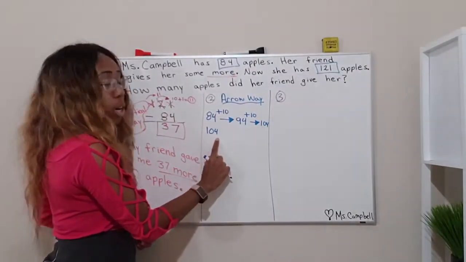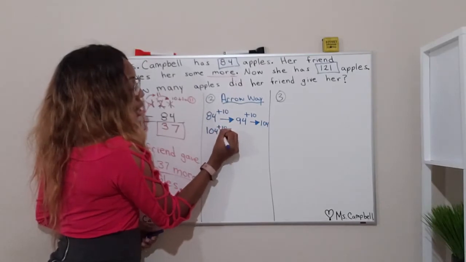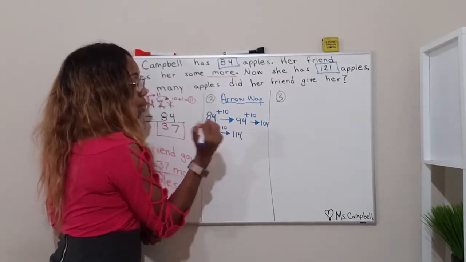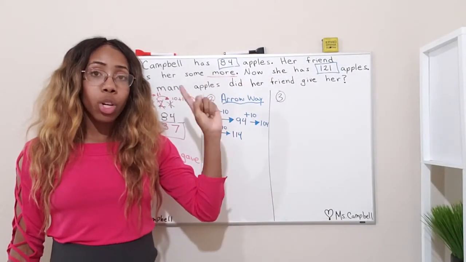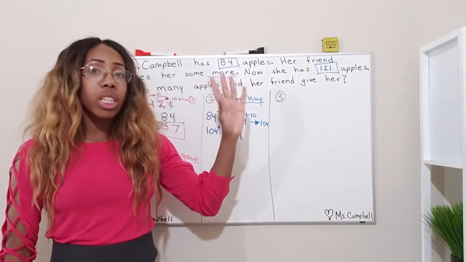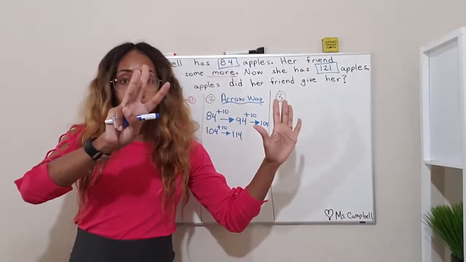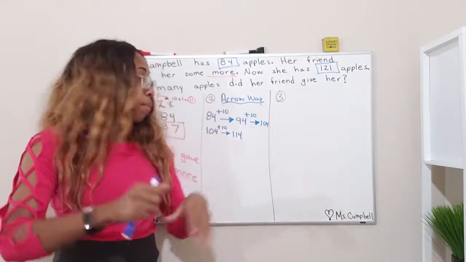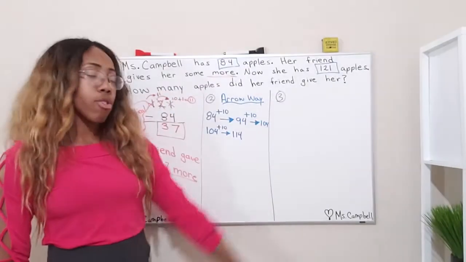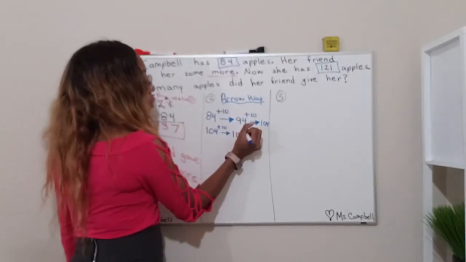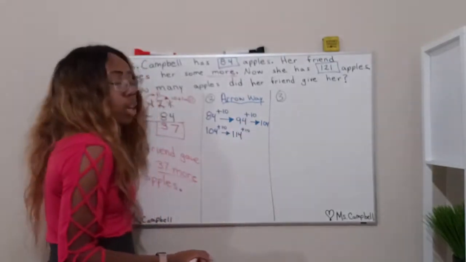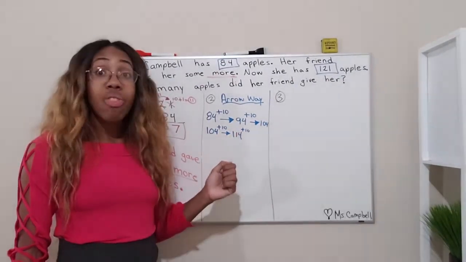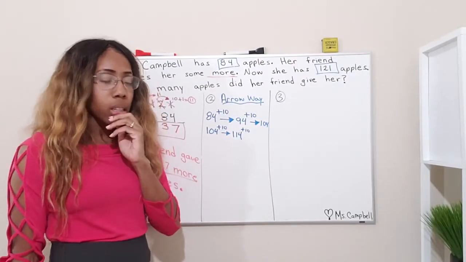So let's see. 104 plus 10. What is 104 plus 10? 114. Right? 104, 105, 106, 107, 108, 109, 110, 111, 112, 113, 114. That's all of our 10 fingers, 114. And now, have we reached 121? No. What if I were to say 114 plus 10? That would be 124. So that's too big. So I can't do that.